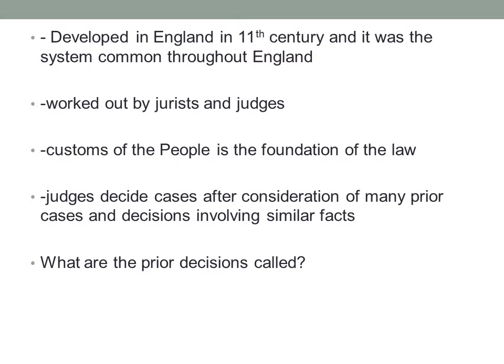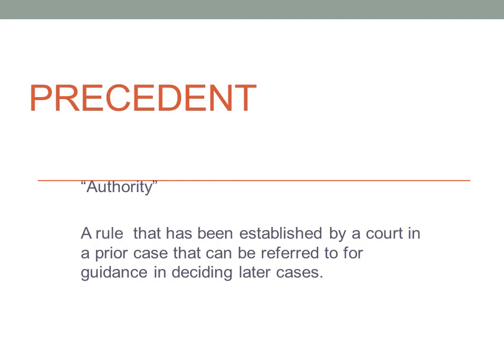So judges decide these cases after consideration, like I said, of many other prior cases and decisions, and they develop over time. And what we call these prior decisions, a very, very important concept, is precedent. Another term for it is authority. Why would we have precedent? It is a rule that has been established by a court in a prior case that can be referred to for guidance in deciding later cases. That's the definition of it, and it sounds nice and warm and fuzzy when it says you can use this as guidance.